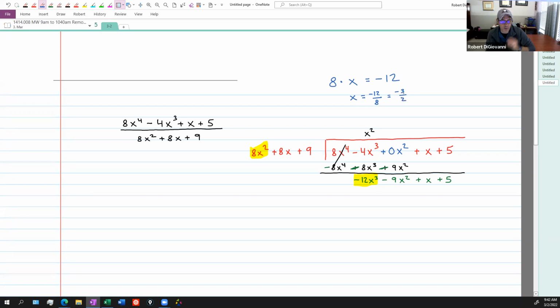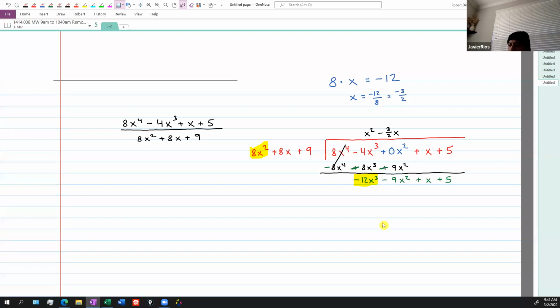So I'd have to multiply 8 by negative 3/2, which is a fraction, which sucks, but that's what I would have to do. I'd have to multiply by negative 3/2, and then I would also need an x, because I'm trying to turn the x squared into x cubed. Any questions on that?